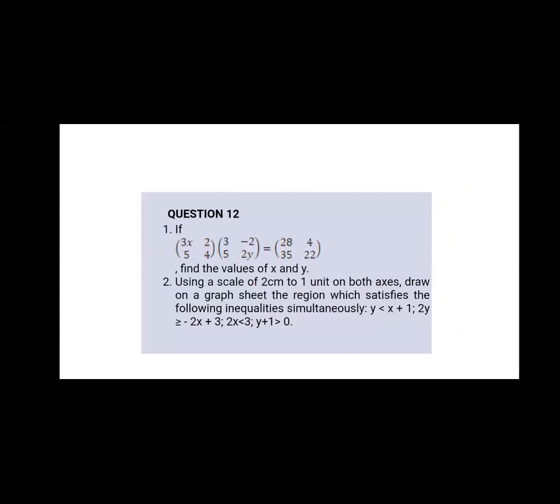Yes, this is another WAEC question. I think this should be GCE also. So from this question, we have that if [3x, 2] times [3; 5] is equal to [28 ...], they say find the values of x and y. You can see that this one is also multiplication. So we are interested in the first one. You can go and do the second one on your own. So how do we do this?